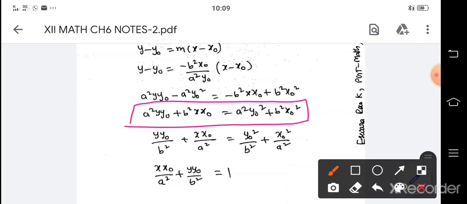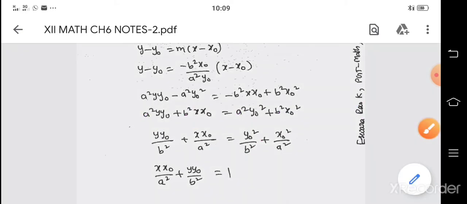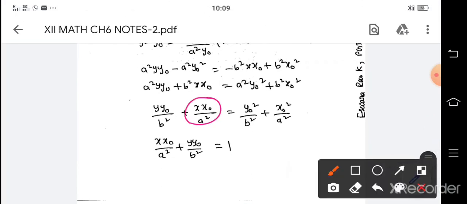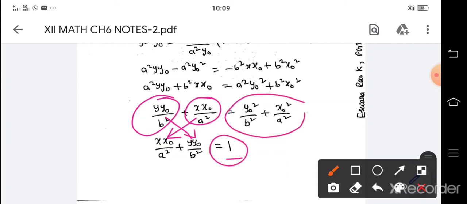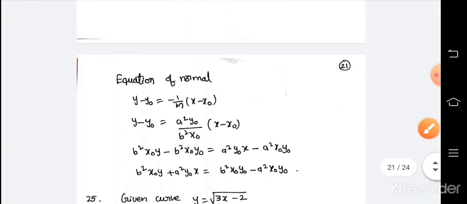Divide with a square b square on both sides. A square cancels, y naught by b square cancels, x naught by a square cancels, y naught square by b square and x naught square by a square, because I divided all the terms by a square b square. So the equation is x naught by a square, y naught by b square is equal to 1, since x naught square by a square plus y naught square by b square is equal to 1, that is the given curve equation. That is the tangent equation. In a similar way you can go for finding the normal equation.